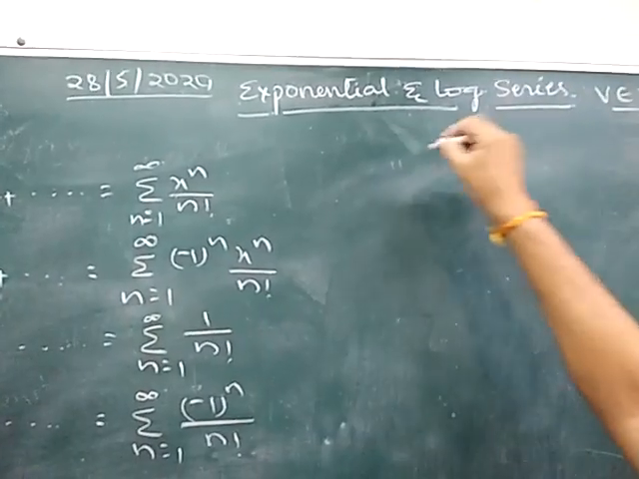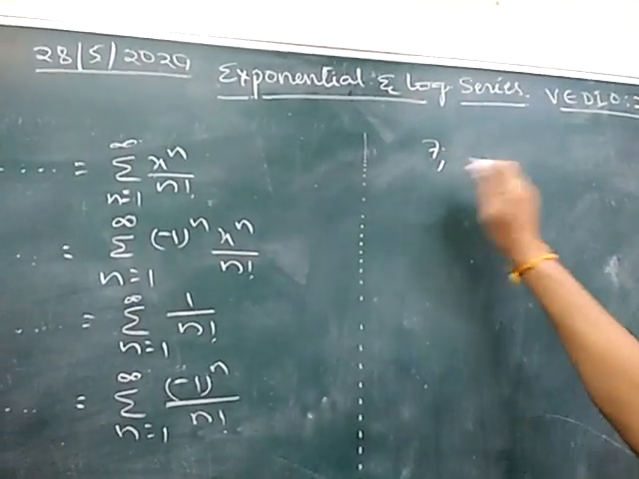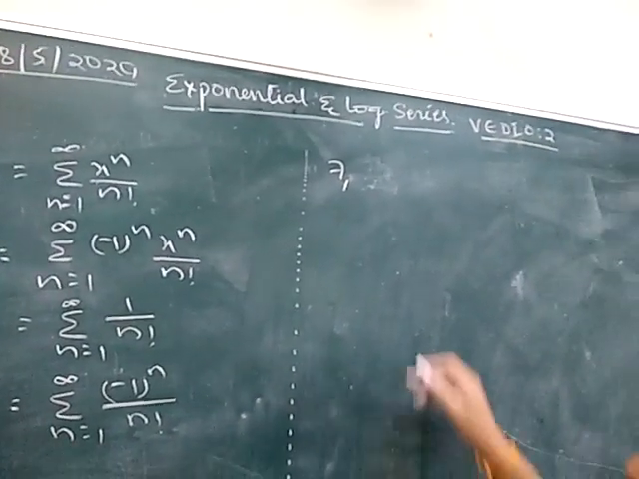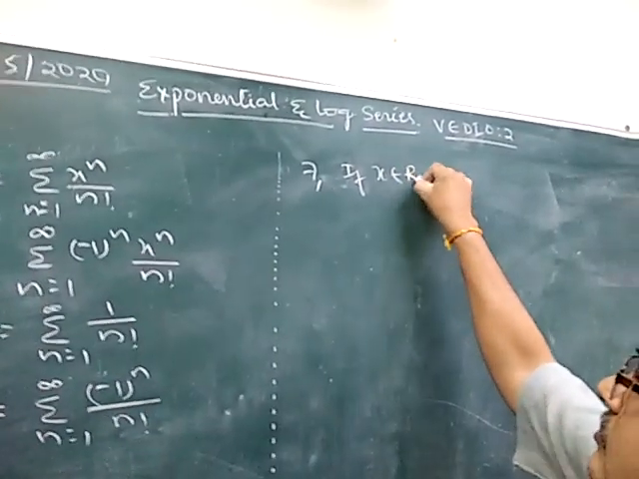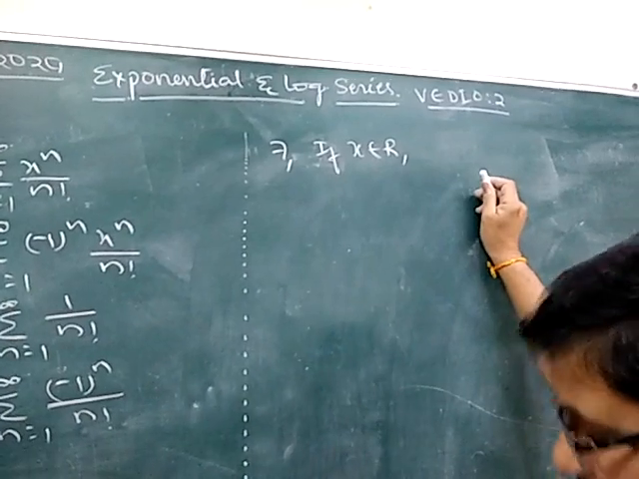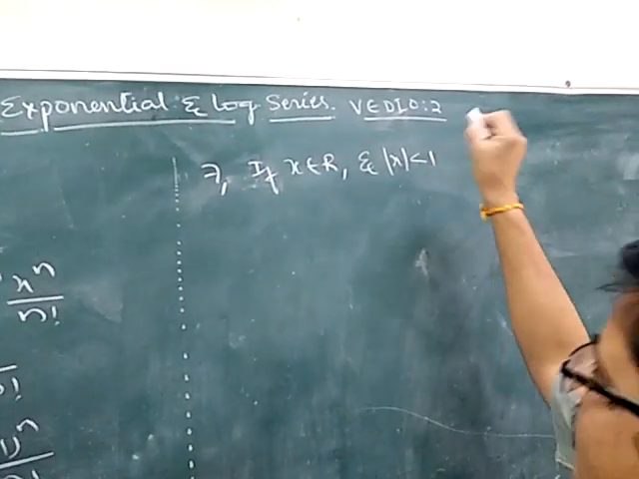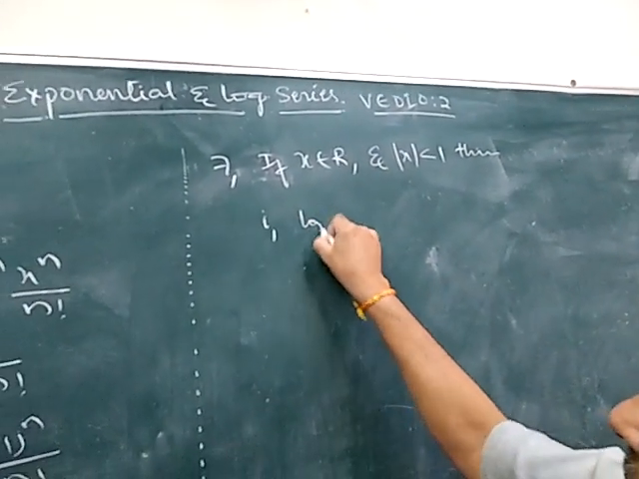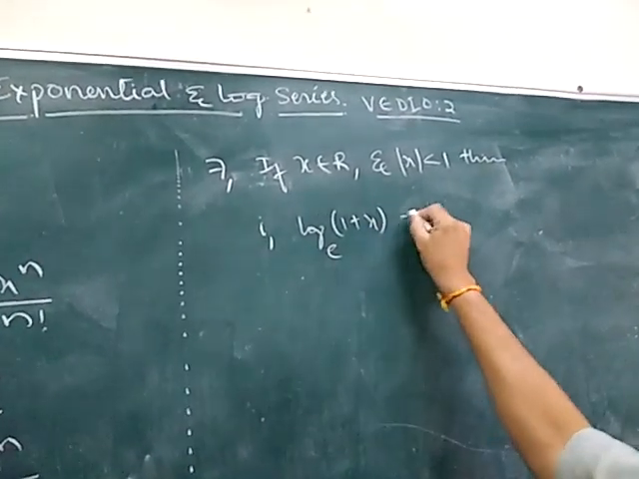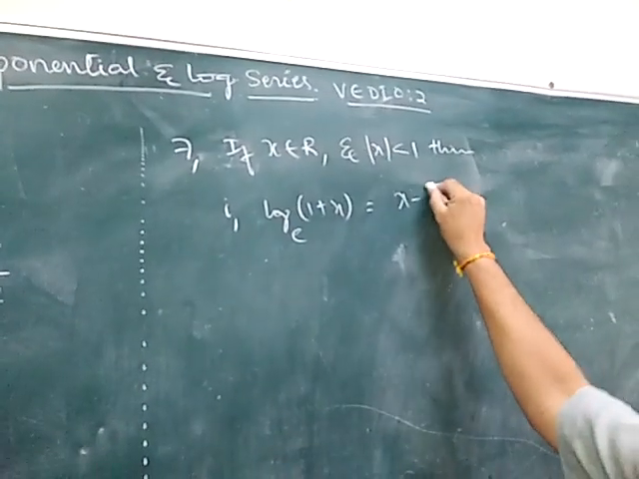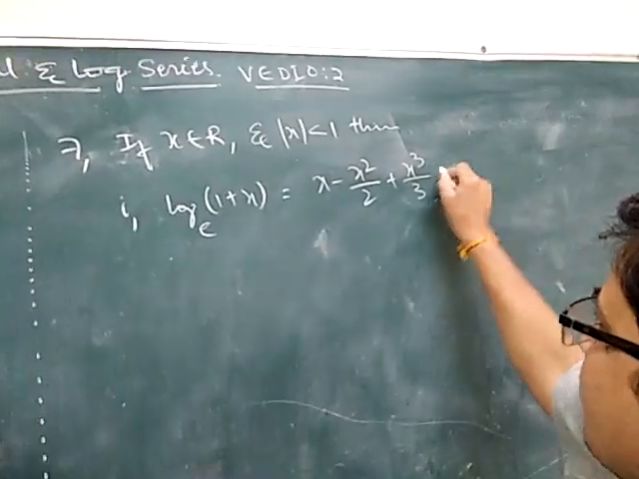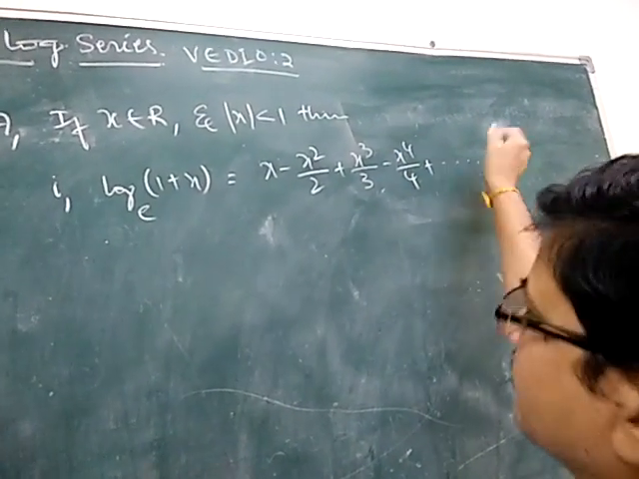Another important formula is number 7. That is, if x belongs to R and mod x less than 1, then first one log of 1 plus x to the base e is equal to x minus x square by 2 plus x cube by 3 minus x power 4 by 4 plus so on.